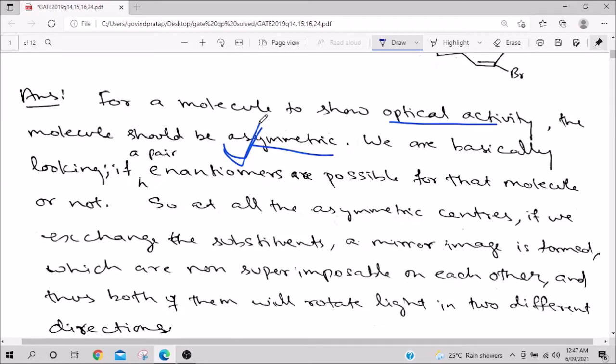That means they should have a pair of enantiomers. If a pair of enantiomers is not there, that means optical activity is not there for that molecule. In a pair of enantiomers, one molecule is rotating towards the right, one molecule is rotating towards the left, because that's the only way to differentiate between them. Somehow we think that first we have to draw the mirror image, and then see that the mirror image is just that, it happens to be a mirror image. Basically two of the substituents exchange their positions, and that's all an enantiomer is.